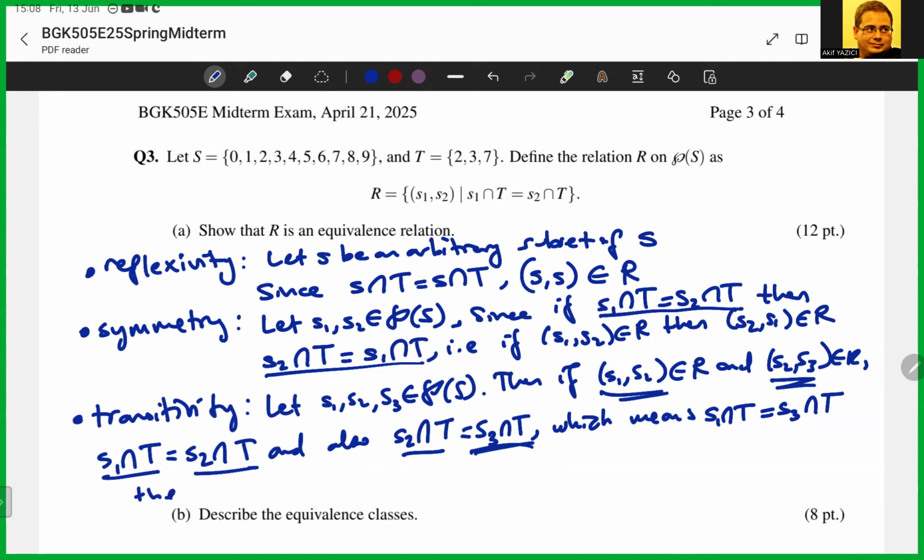Therefore, S1 intersection T and S3 intersection T are the same. So by definition, the S1, S3 ordered pair is also in the relation. Okay, and then we are done. So you have reflexivity, you have symmetry, you have transitivity, which means relation R is indeed an equivalence relation.